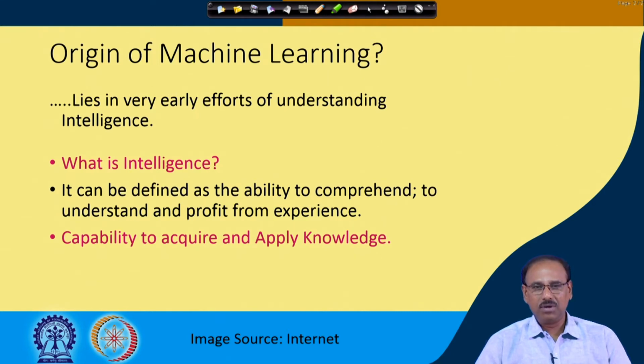Or in other words, we can also say that intelligence is the capability to acquire and apply knowledge. So we are experiencing various events every day, each and every day. We are watching new objects every day, and through that we are acquiring knowledge. And then we are applying the knowledge that we have acquired through experience, and that is what intelligence is.